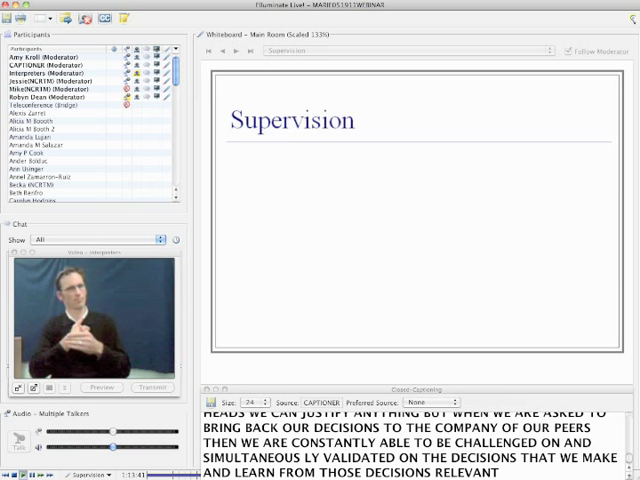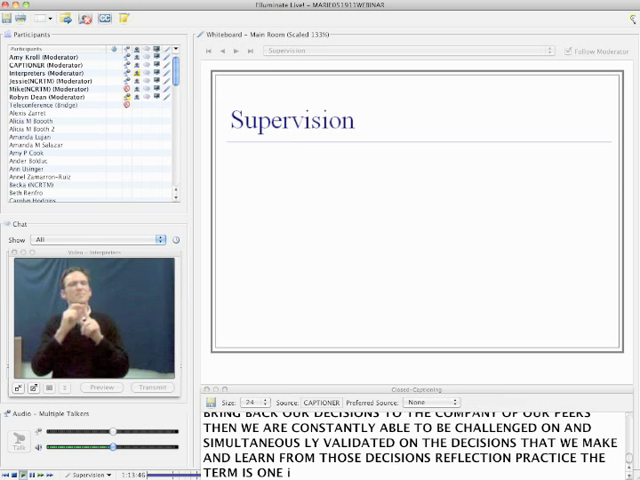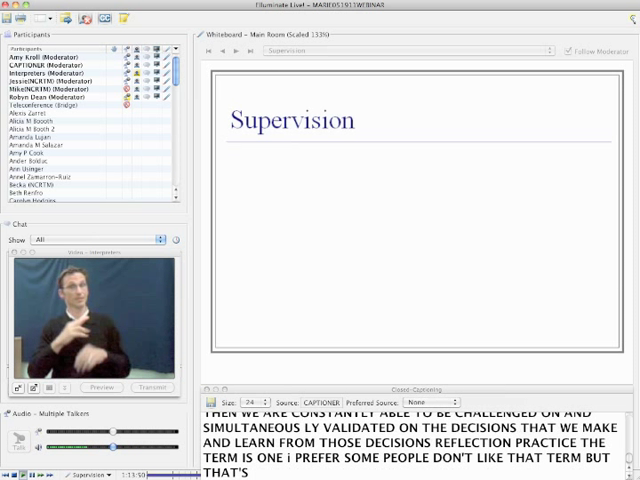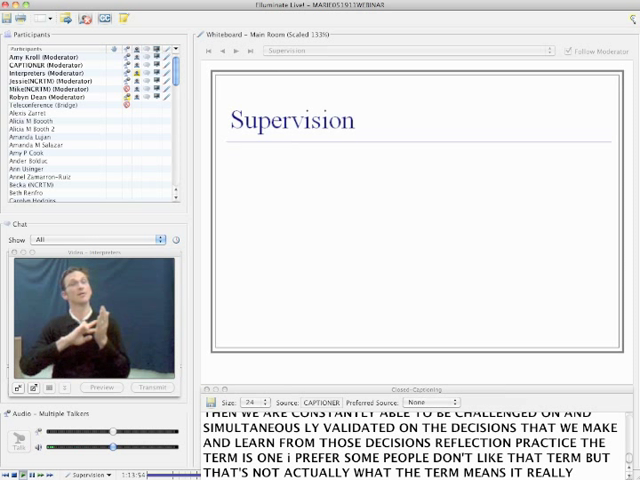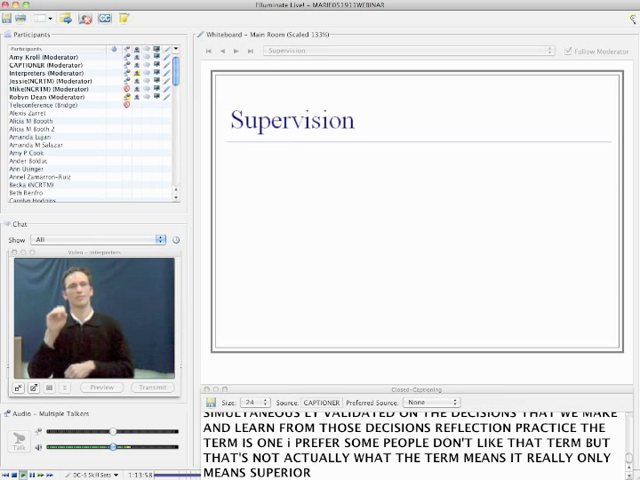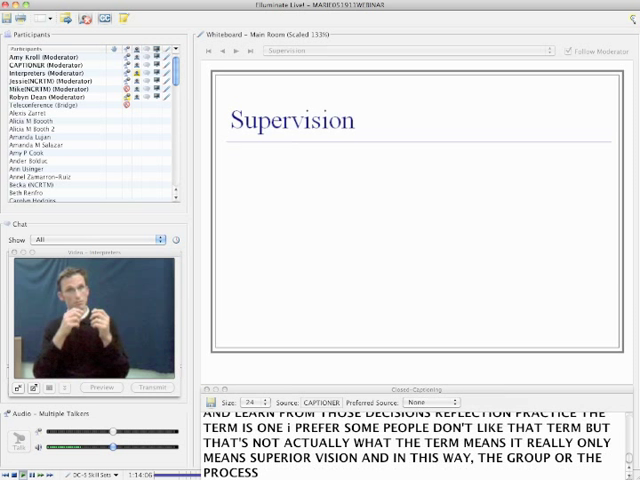The term supervision is one I prefer. Some people don't like that term because it sounds like somebody is watching you do your work, but that's actually not what the term means. If you break it down, it really only means superior vision. And in this way, the group or the process of talking about your work is a superior vision to that in your own head.